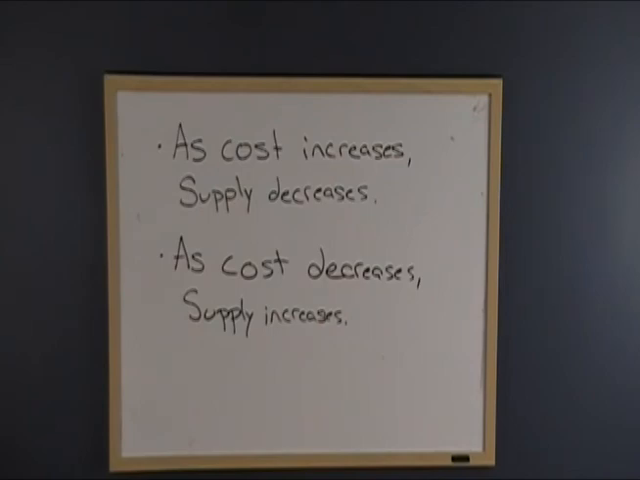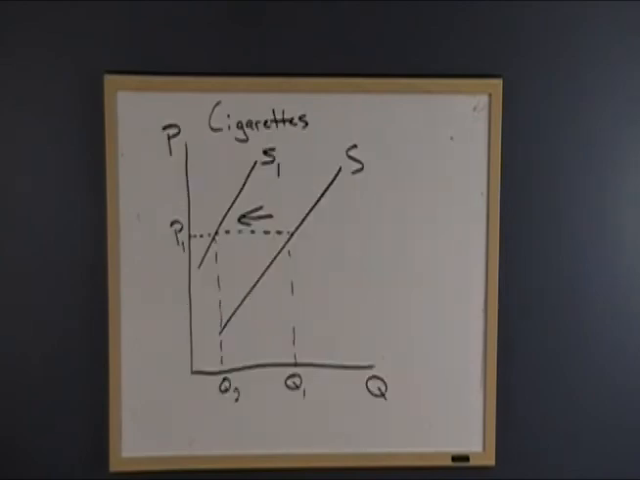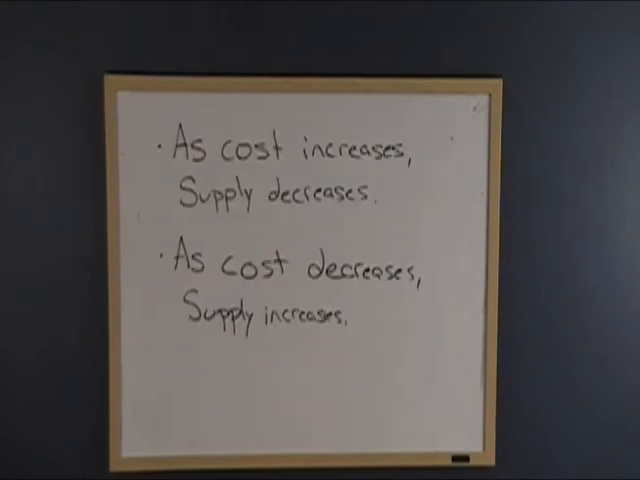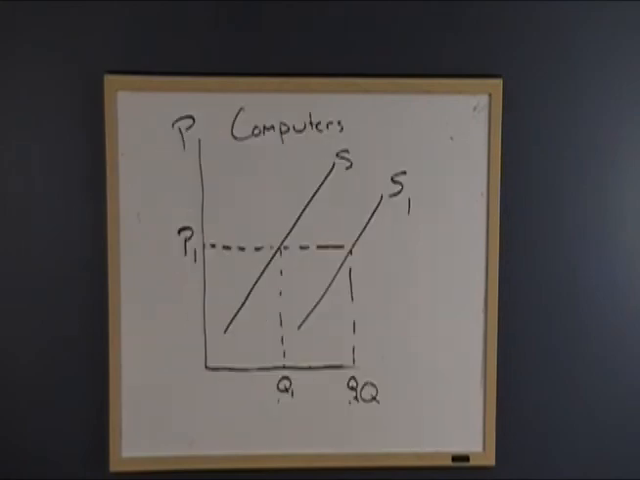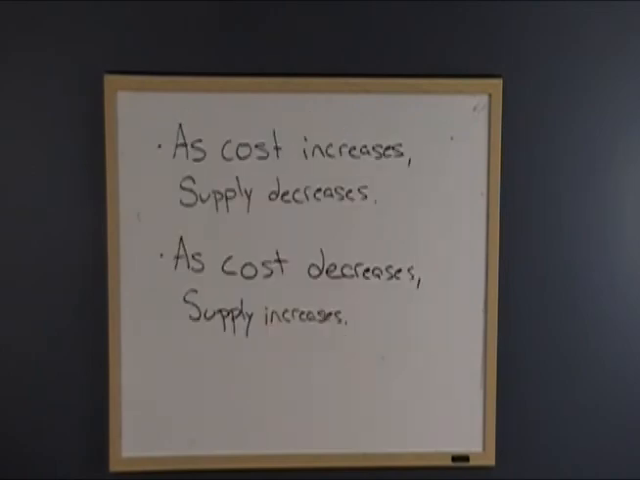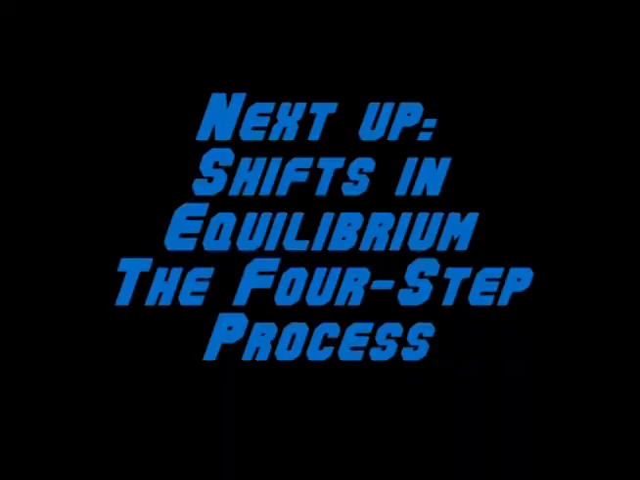Remember that a supply decrease means at any given price, the quantity supplied will decrease, and a supply increase means that at any given price, the quantity supplied will increase. Next up, we're going to take a look at what happens when we put it all together.